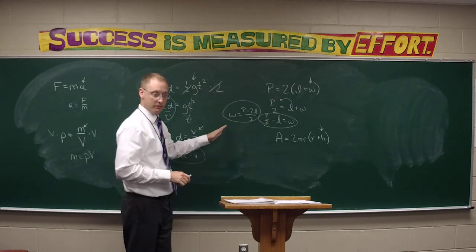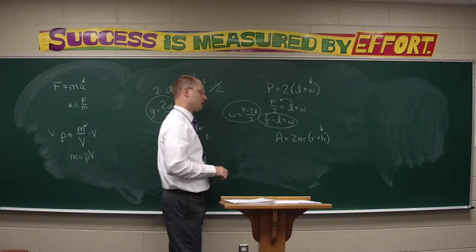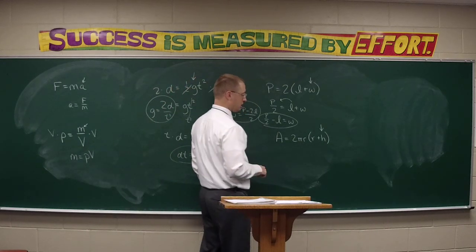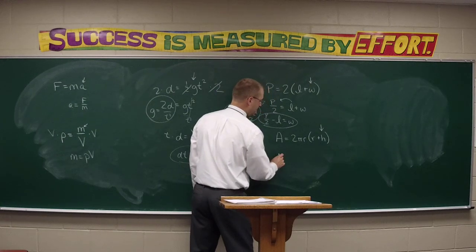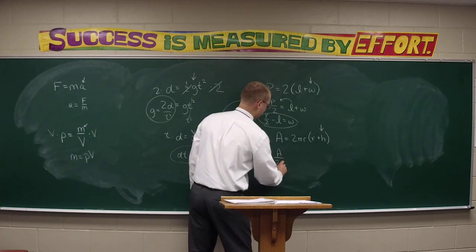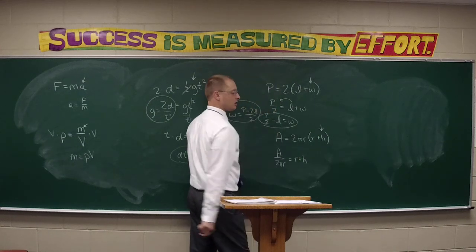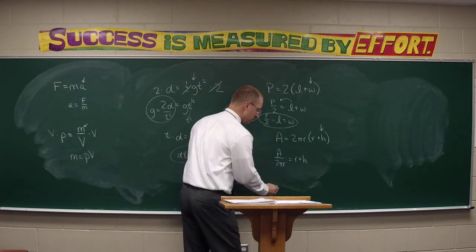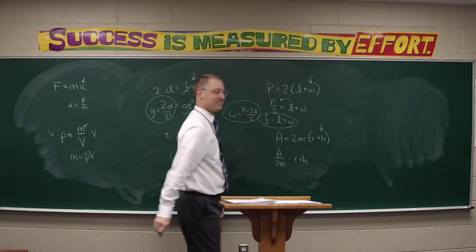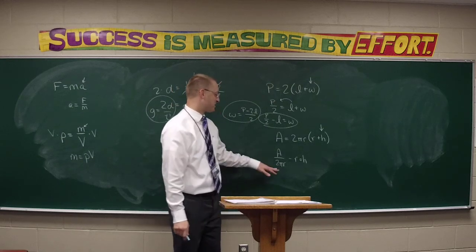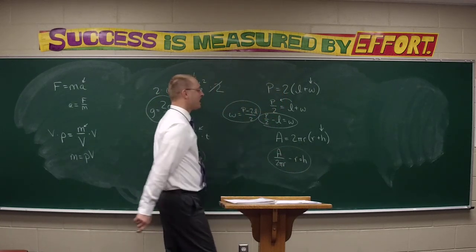All right, questions? What about down here? What do we need to do here, Audrey? Solve for H. Divide the 2 pi r. All right, to get? Initially, A over 2 pi r equals r plus h. And then just subtract r to get h equals A over 2 pi r minus r equals h. Laziness rules the day.